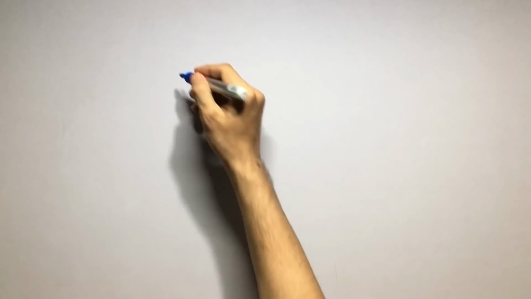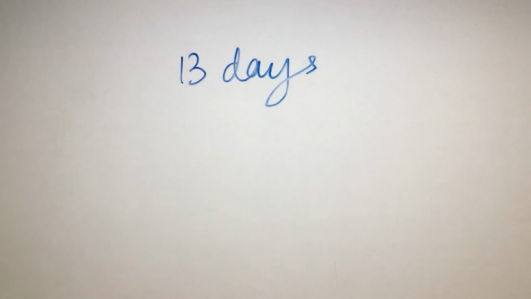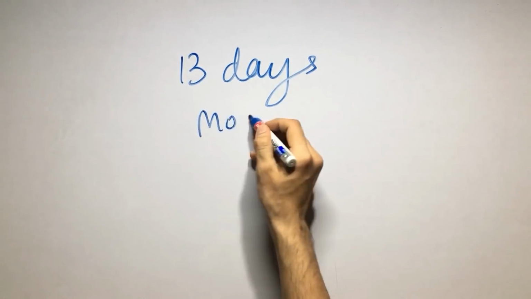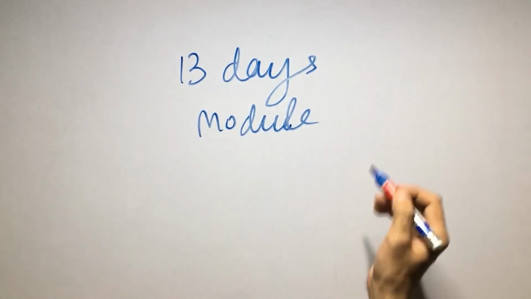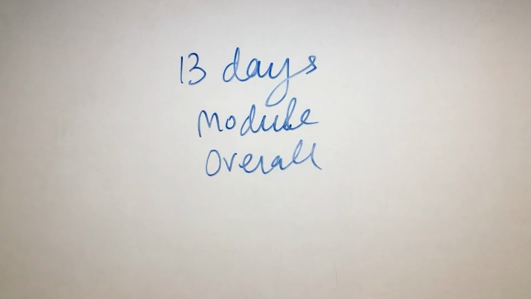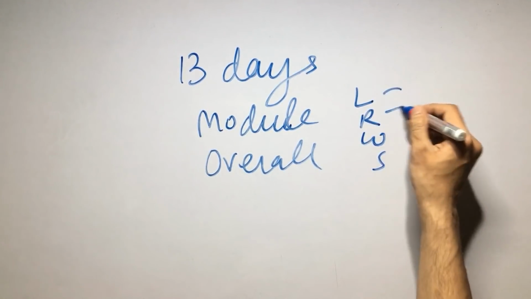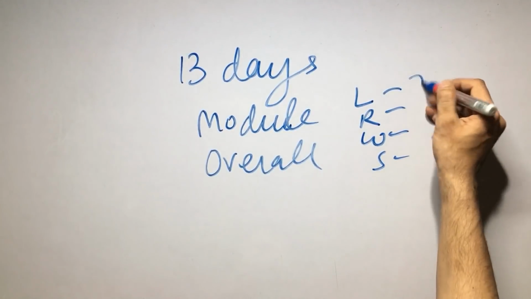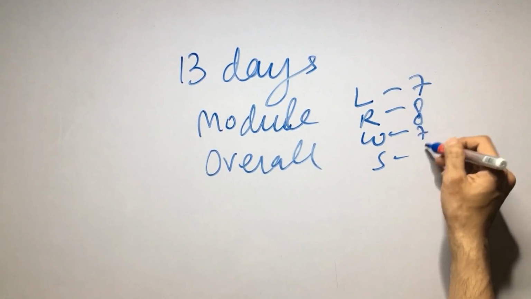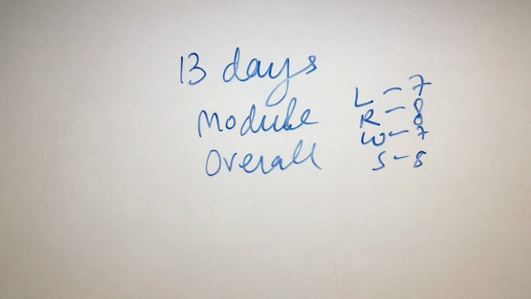Now, once you finish this, it will take 13 days to get your score. And the score will be of 2 types. Number 1 is module wise, like each module has a score, and overall. Now, what does it mean by overall and module? Let's say listening, reading, writing, and speaking. You'll be getting scores of, let's say, 7, 8, 7, 7. So the average will be counted by dividing by 4.